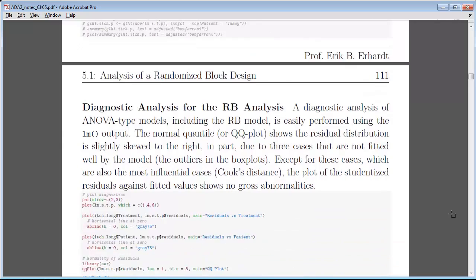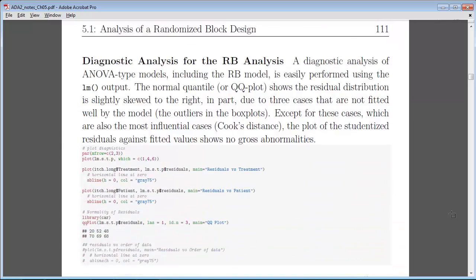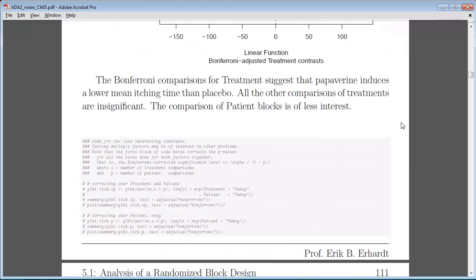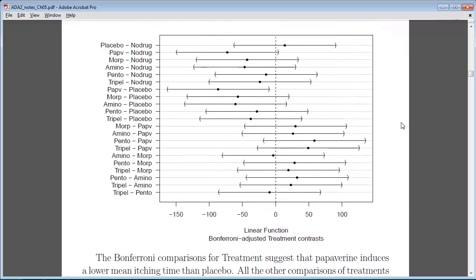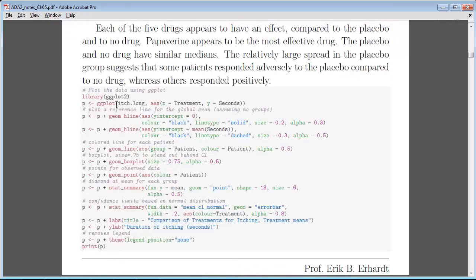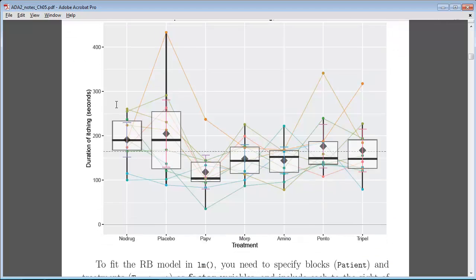All right, so we'll come back in the next video and look at doing diagnostic analysis here. But basically, the thing that we've learned, if we go back to the plotted data after seeing what the difference is, so PAP-V seems to be the winner. If we page way up to our data, that's what we see. We see PAP-V and the placebo. That's the biggest difference vertically here.